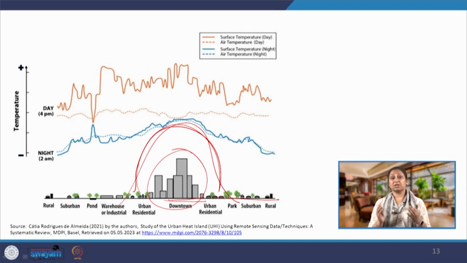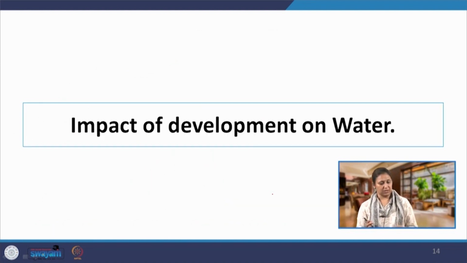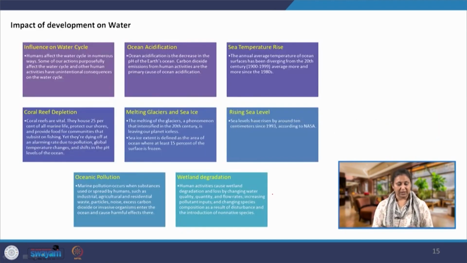Now, what happens? The city is becoming hotter, which implies we need to provide for more cooling than usual, because the atmospheric temperature is higher, which further implies that there is more air pollution. Everywhere we have to go, we would require either personal transport or public transport of good quality. There are several health hazards. So, all of these are interrelated issues, but one major impact of development on land is also this urban heat island. Now, let us move to impacts of development on water very quickly.